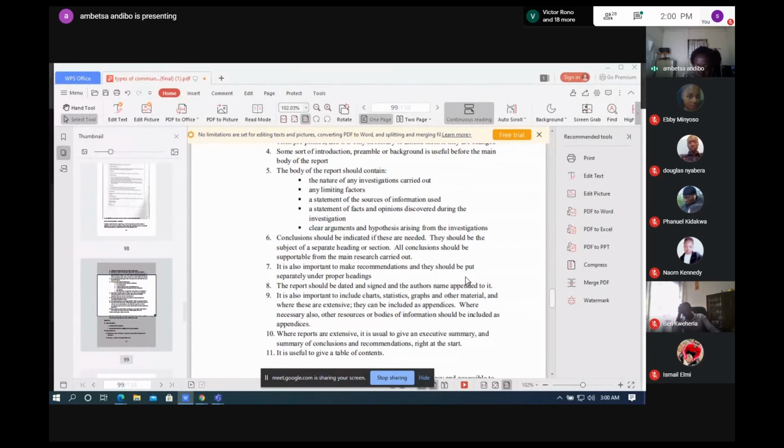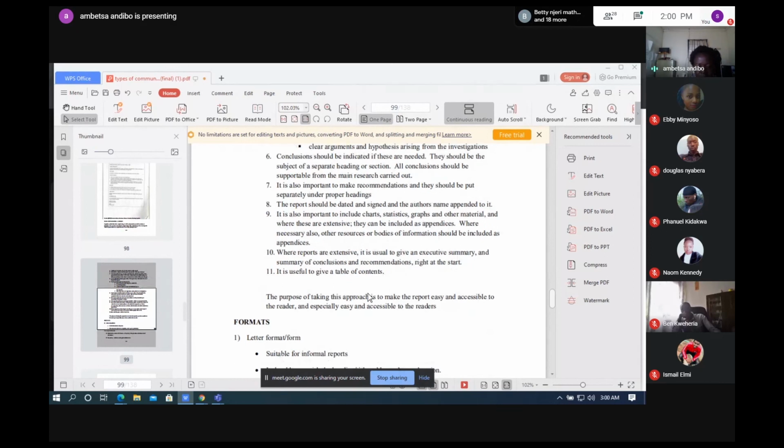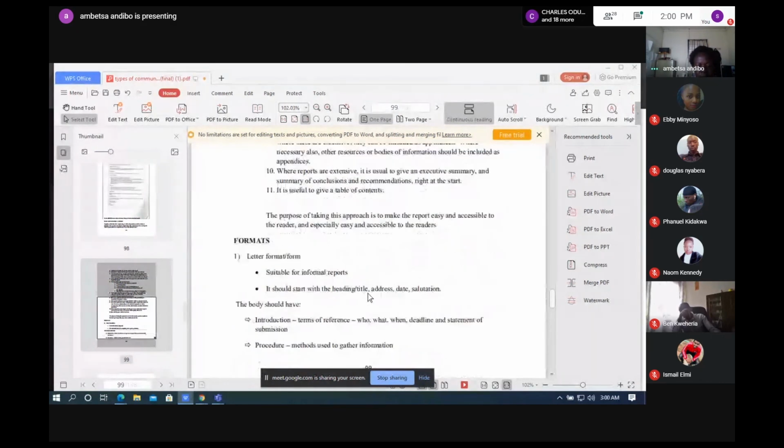Like I've said, I've talked about a jerrycan of oil that was found at the site of fire. That picture is an appendix. It comes after the sources of information or the references. If it's a very long report, have an executive summary and a table of contents. Then I'm now talking about the format. I've already told Douglas, but I'll repeat.